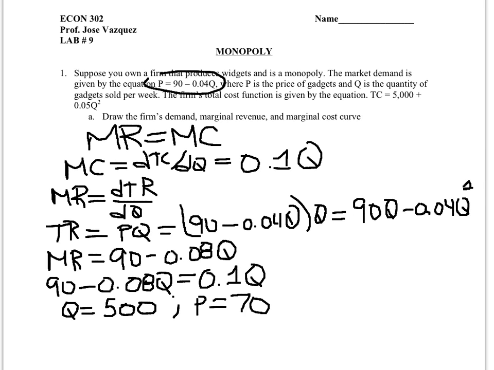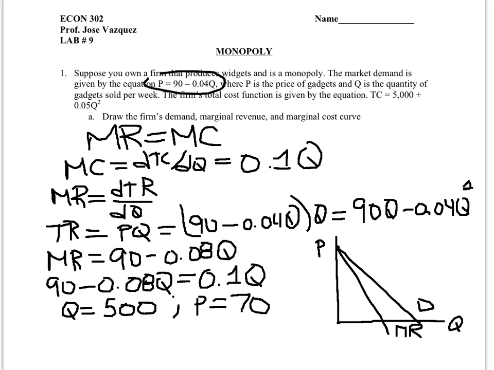Okay, so if you have to draw this in a diagram, basically you have Q here, P here, the demand curve is downward sloping, the marginal revenue curve is always below the demand curve, and the marginal cost curve is upward sloping. This is the point at which the monopolist will produce, but the price is up here on the demand curve. Okay, so that's the answer to part A of this problem.